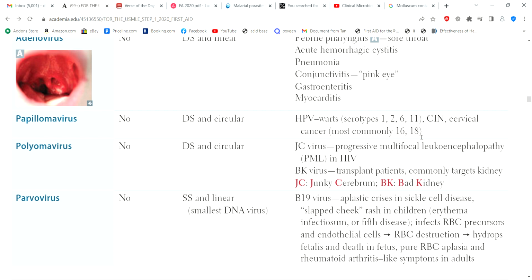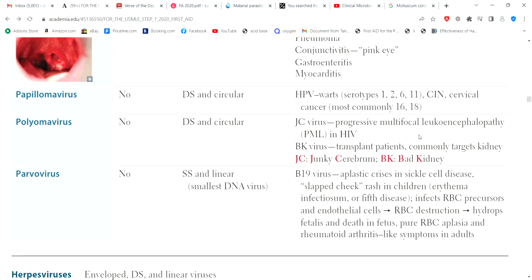Polyomavirus is not enveloped. It is double-stranded and circular. This is what causes the JC virus, which is progressive multifocal leukoencephalopathy in HIV patients. This polyomavirus also causes BK virus, which is seen in transplant patients. Commonly targets the kidneys.